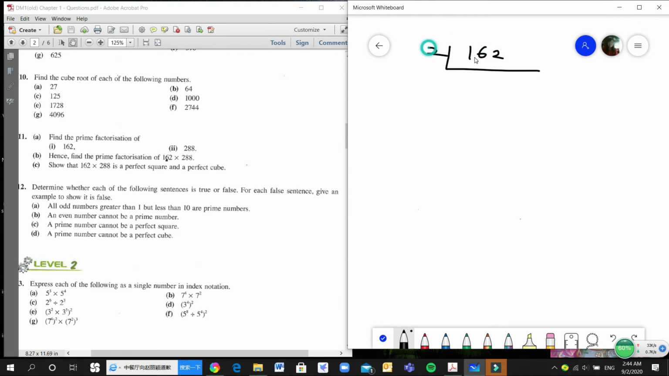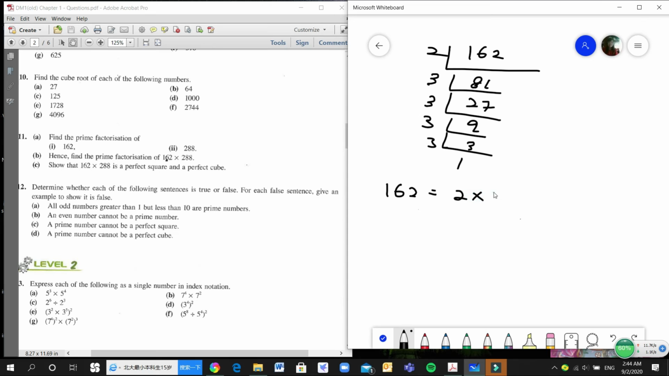162, if divided by 2, you will have 81. 81 is not an even number anymore, so maybe we can try 3. So 81 divided by 3 is 27. Then from just now, I know 27 comes from 3 times 3 times 3, right? So that means I will have 3 to the power of 4 here. So I can say 162 is equivalent to 2 times 3 to the power of 4.